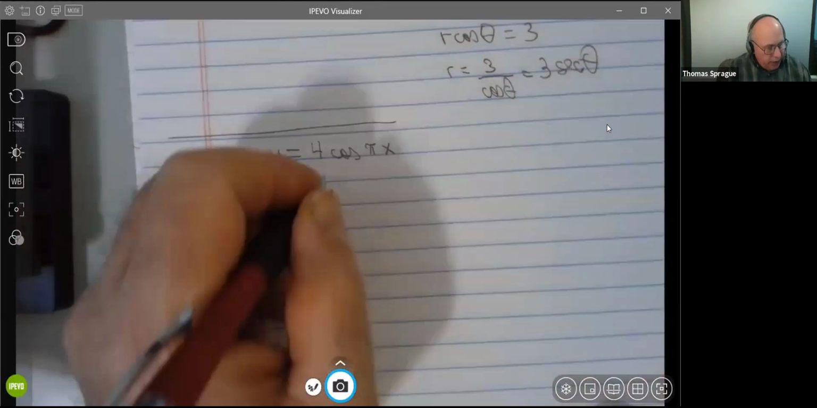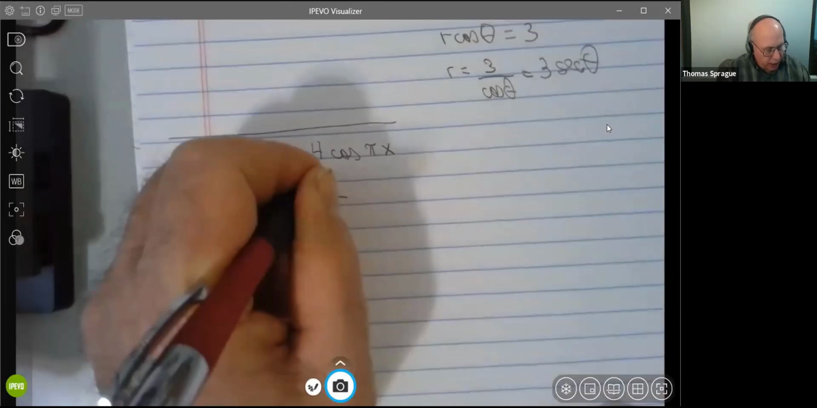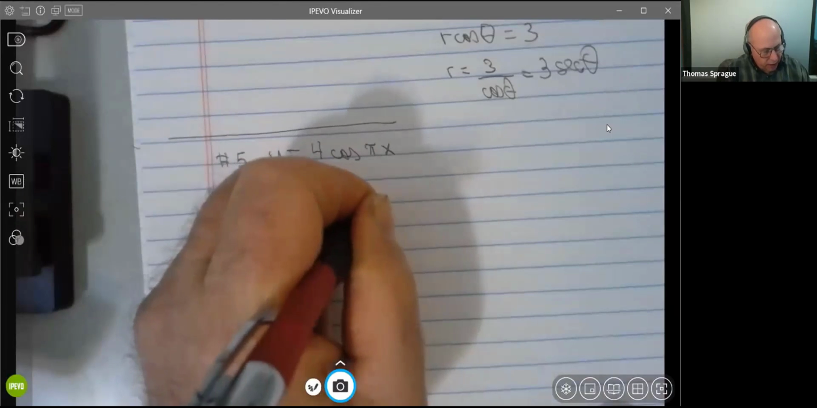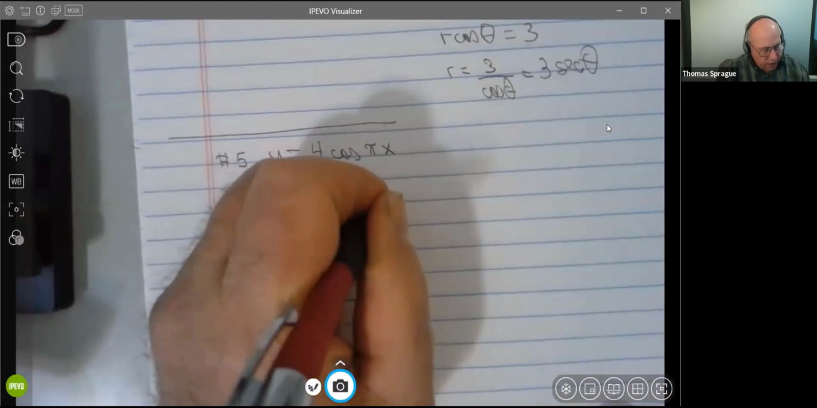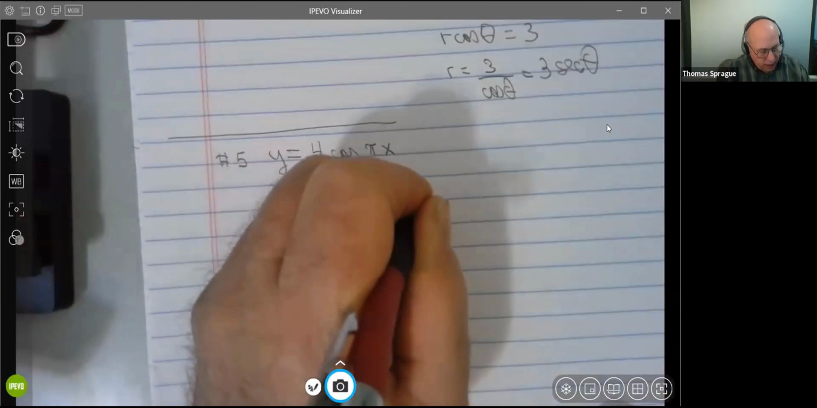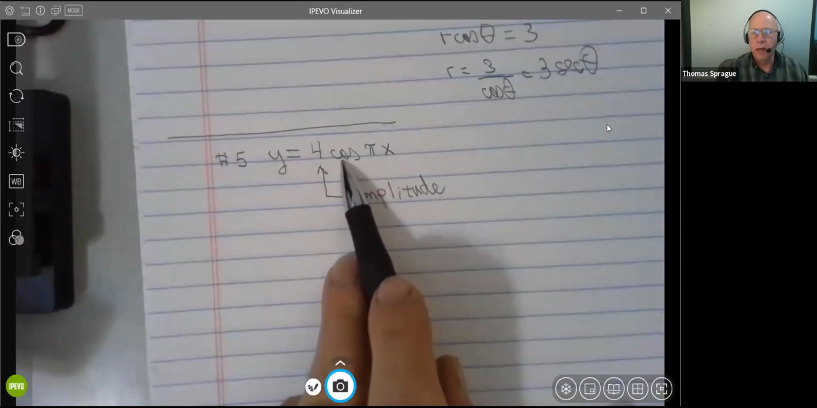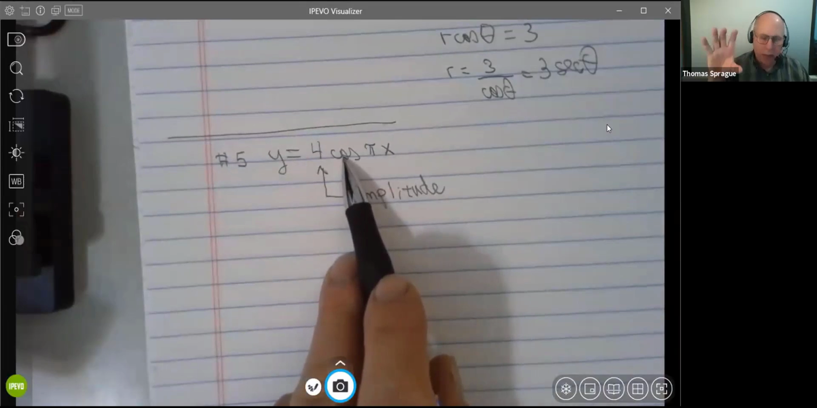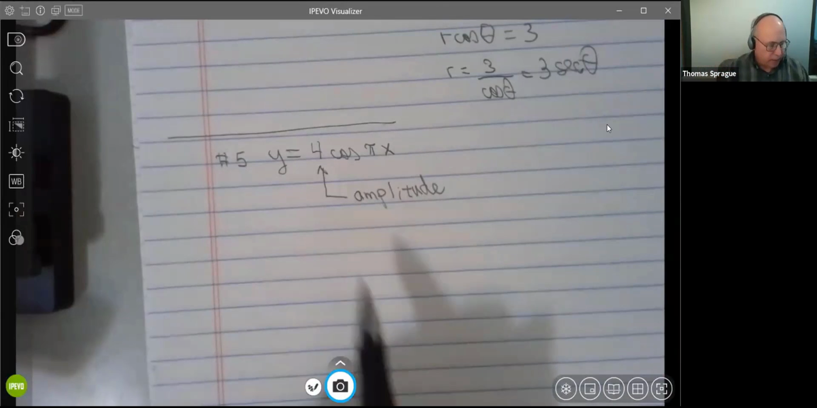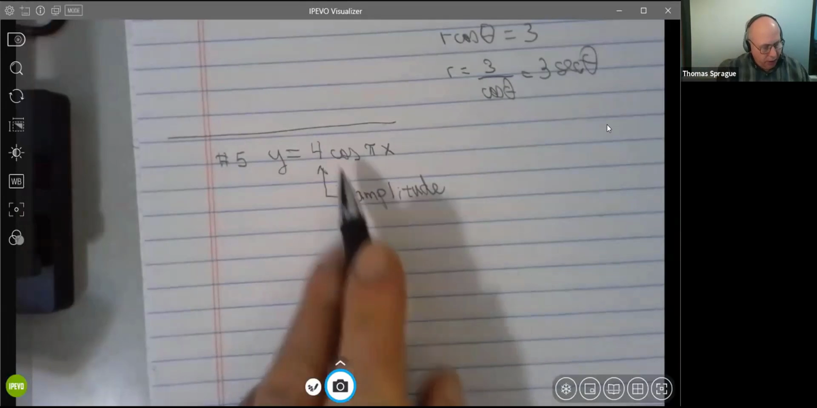Now, the amplitude is always and forever... First of all, amplitude only makes sense if you have a sine or a cosine here. Because what that means is the maximum height of the curve above the x-axis. Well, the amplitude is 4.